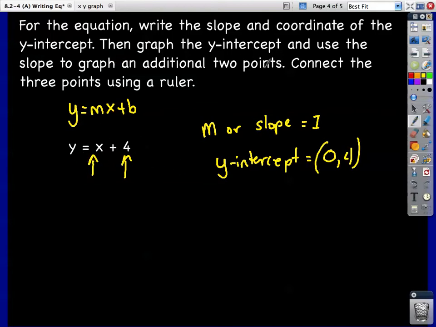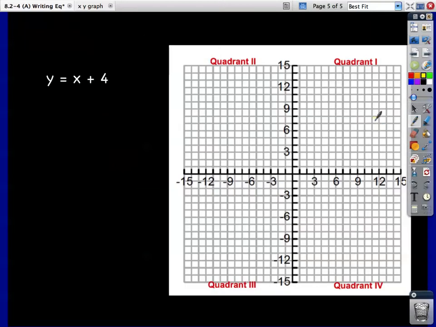Then graph the y-intercept and use the slope to graph an additional 2 points. Connect the 3 points using a ruler. Okay, so we'll go to the next slide to do this. So our y-intercept here was 4. We've determined that. So I'm going to graph this at 0, 4, right? Because when x is 0, y is 4.